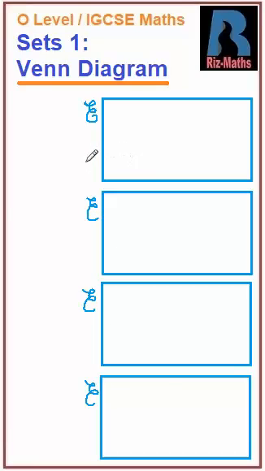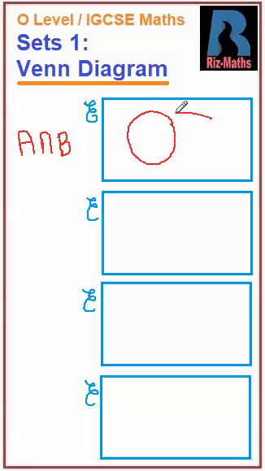So now we want to show in the first Venn diagram the two sets intersection, A intersection B, which means that if we have two overlapping sets like this, and one is A and the other is B, so the common part will be the A intersection B, so this one.